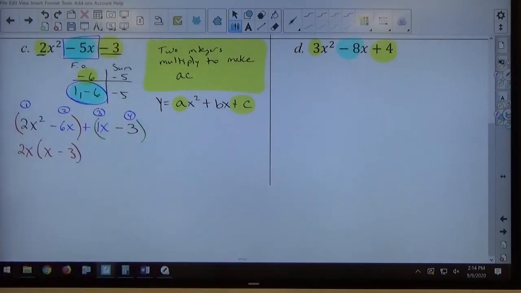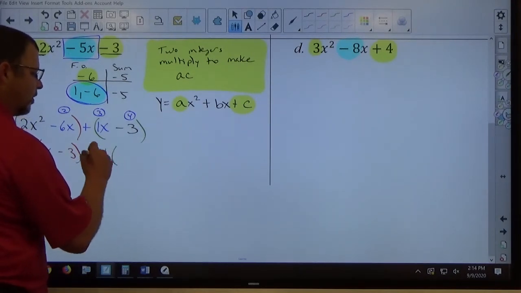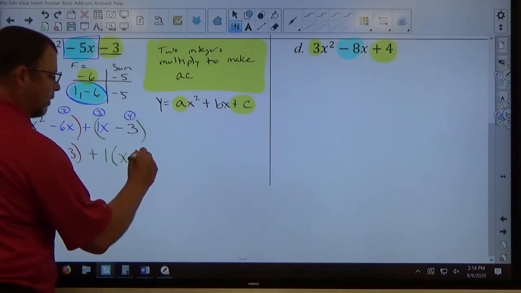In the second group, there's nothing common. 1x and 3, right? No common factor except for the number 1. I'm going to recommend you write that common factor 1 down though. 1 parentheses. 1x divided by 1 is x, and 3 divided by 1 is 3.